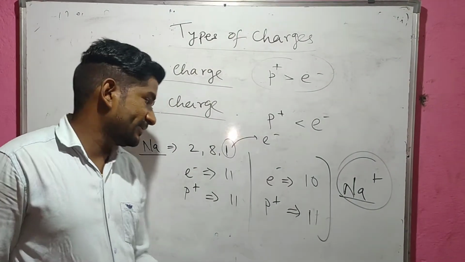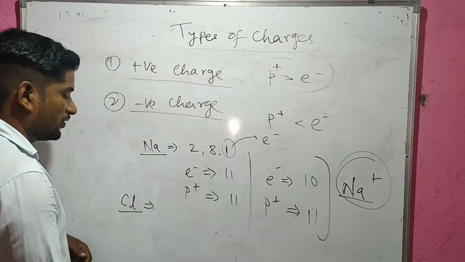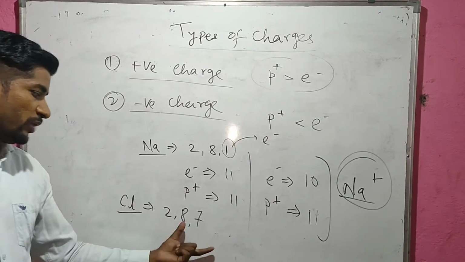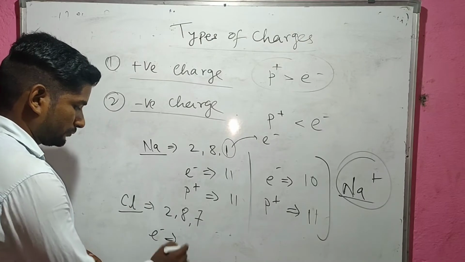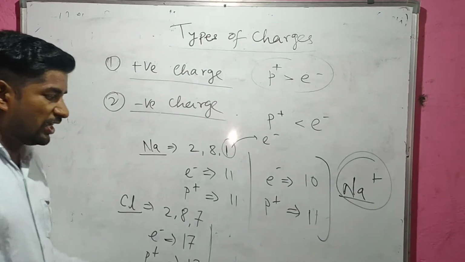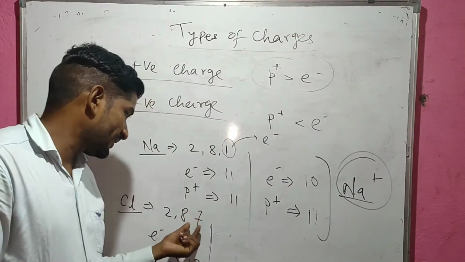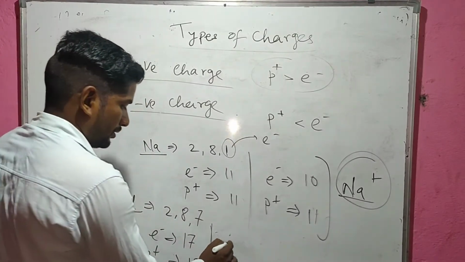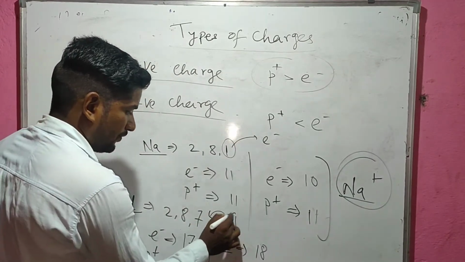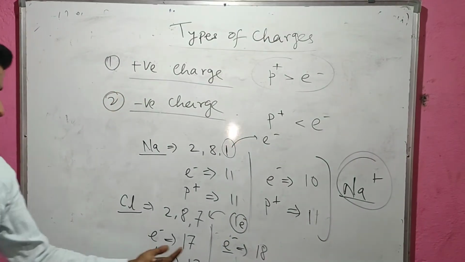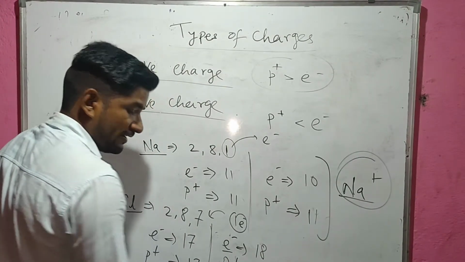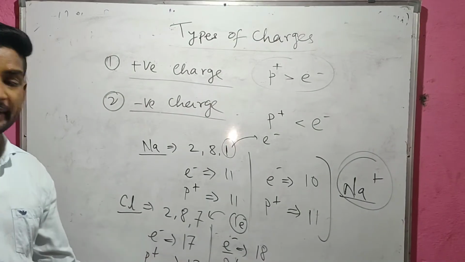Now let's take another example. Chlorine. The electronic configuration of chlorine is 2, 8, 7. Atomic number 17. The number of electrons is 17 and the number of protons is also 17. If it accepts one electron, then the number of electrons will become 18. But the number of protons will remain 17. There will be no change in the number of protons.